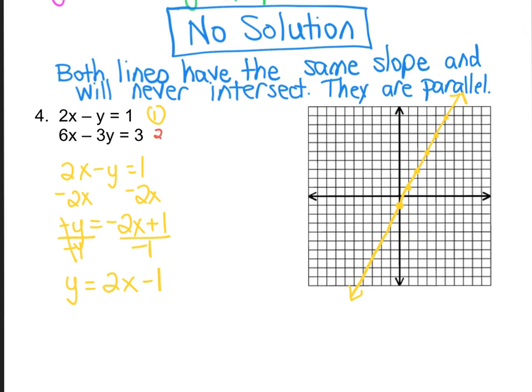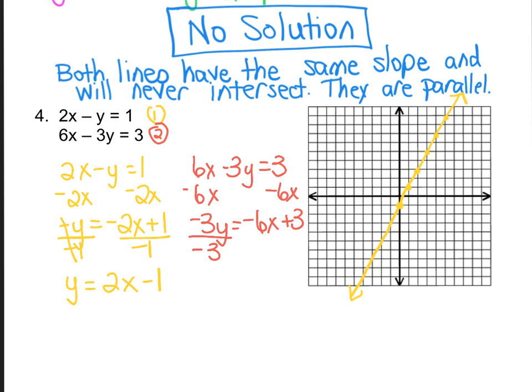So let's look at this second equation. 6x minus 3y equals 3. So I'm going to move the 6x to the other side. I get negative 3y equals negative 6x plus 3, and I need to divide everything by negative 3. So that leaves me with y on the left. Negative 6 divided by negative 3 is a positive 2x. And then 3 divided by negative 3 is a negative 1.